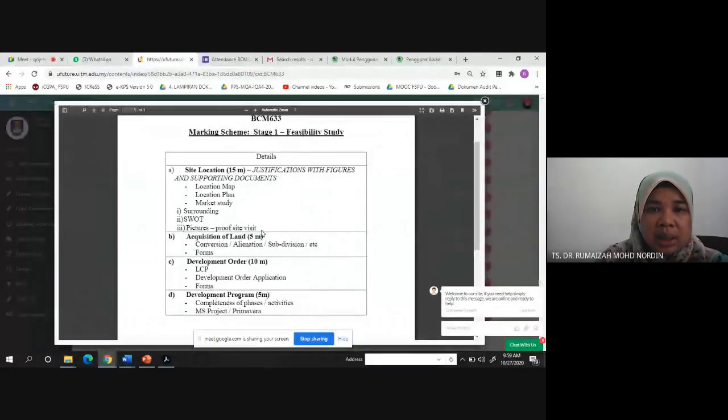Now, you need to show me this. This marking scheme I have already put in YouFuture. So you need to show me the location, the acquisition of land process, the development order process, and also your development program. For stage 1, it's not a full feasibility study because I have yet to look at your budget and so on. So I want to see this for interim one, meaning all those maps and all those things.